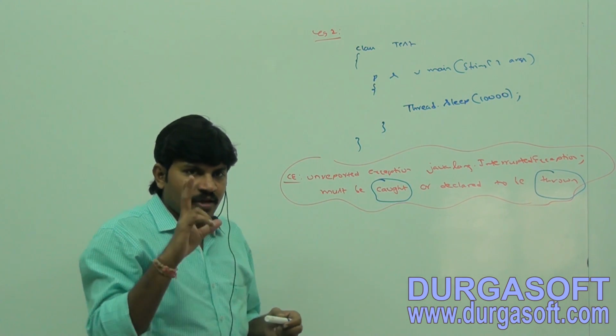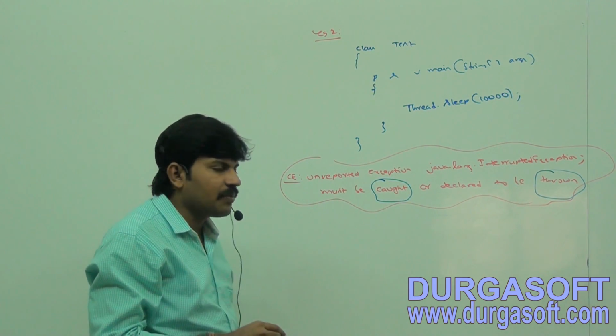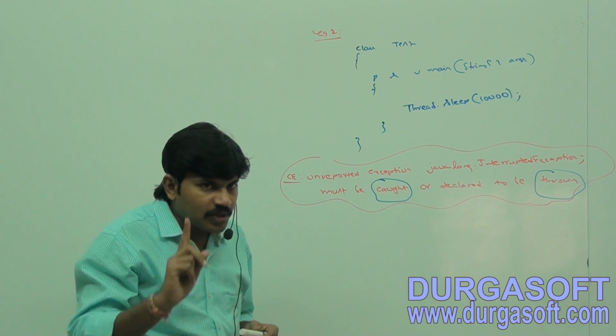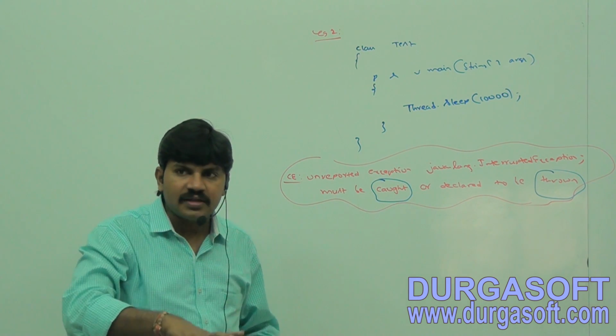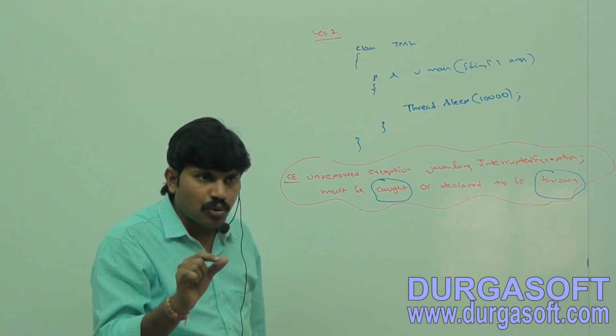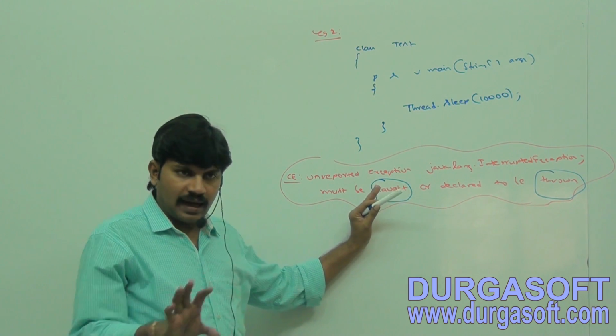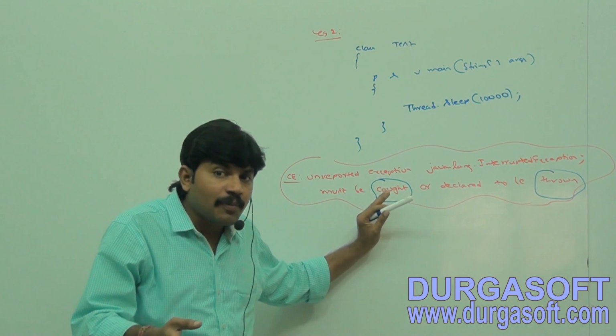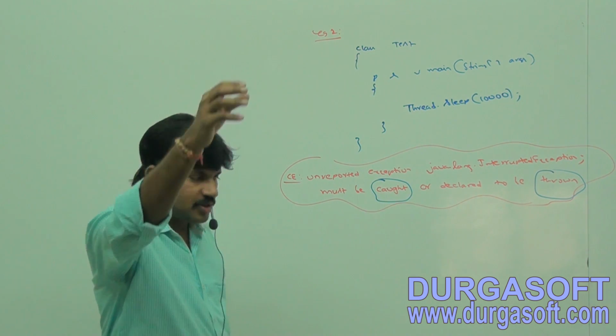It means we can handle this compile-time error in two ways. What is the first way? By using try catch. The second way is by using the throws keyword. Try catch is handling the exception, you know. But what is the purpose of throws? I will explain at this point.